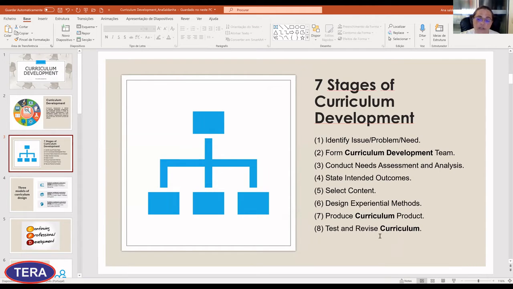The first one is to identify the problem. The second one is to create a team to create this curriculum development. Third one, to conduct an analysis of needs, okay? Fourth one, to indicate the outcomes. Fifth one, select content. Sixth one, design methods to do some experiments. 7, produce curriculum product. And 8, test and revise curriculum. So these are the seven stages of curriculum development, which, as I said previously, can be applied to all kinds of areas.